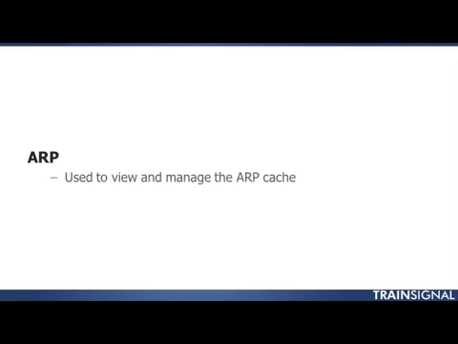Now the next command is the ARP command. And you may recall from another lesson where we talked about ARP being a protocol, right? It's the address resolution protocol, and that protocol has to do with the resolution between IP addresses and MAC addresses. Well, I mentioned that ARP was not only a protocol, but it's also a utility. And the ARP utility is something that is used to view and manage something called the ARP cache. And this is a memory location where we have recently resolved IP and MAC addresses.